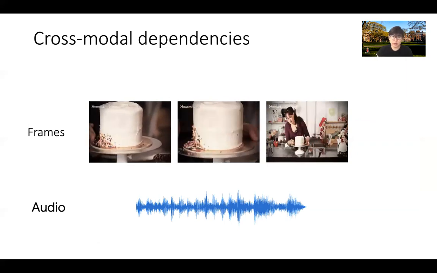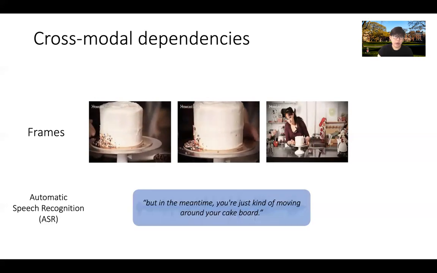Given the visual frames of an instructional video, and given the soundtrack of the same video with the same timestamps, we can run an automatic speech recognition system to extract the human speech information. For example, "in the meantime, you're just kind of moving around your kickboard," which is temporally aligned with the visual frames.